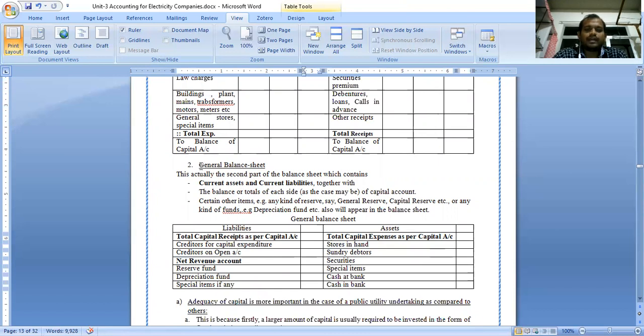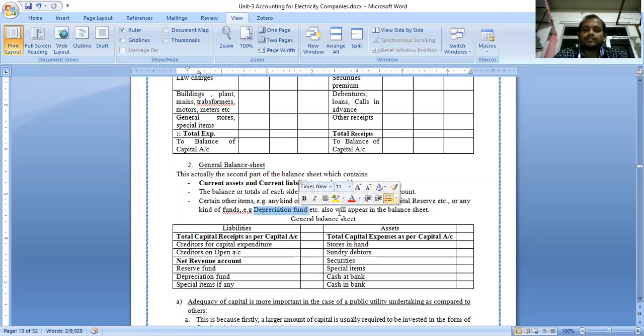So in this general balance sheet, we record current assets, current liabilities, together with these balances of total of each side of the capital account. So likewise, we discussed. And certain other items, example, any kind of reserve, general reserve, capital reserve, depreciation fund. So any kind of funds like depreciation fund, replacement fund also appear in the balance sheet.